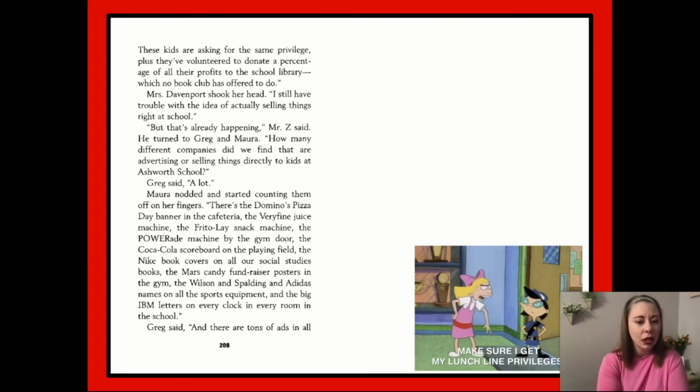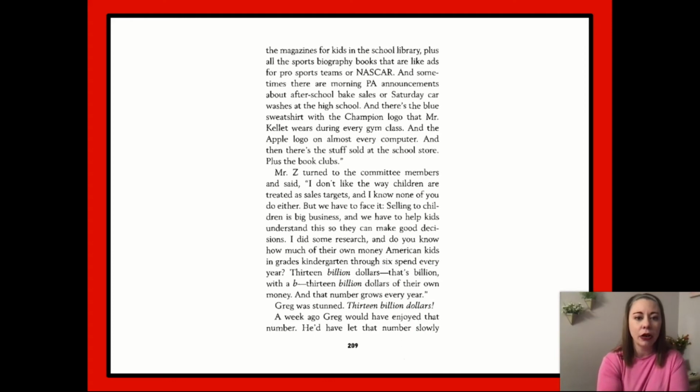Greg said, and there are a ton of ads in all the magazines for the kids in the school library. Plus, all the sports biography books are ads for pro sports teams or NASCAR. And sometimes there are morning PA announcements about after-school bake sales or Saturday car washes at the high school. And there's the blue sweatshirt with the champion logo that Mr. Kellett wears during every gym class. And the Apple logo on almost every computer. And then there's the stuff sold at the school store.